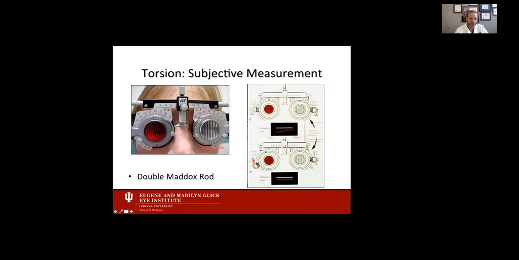So here, this patient should be lined up at 90. She sees it level when it's more over at 95. So she has 5 degrees of excyclotorsion.